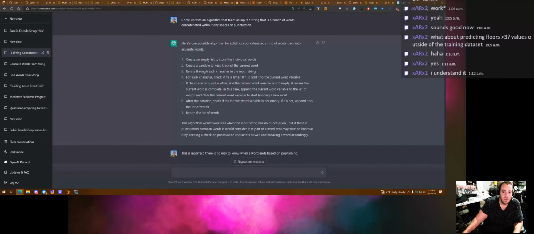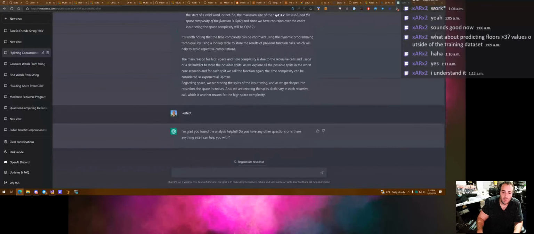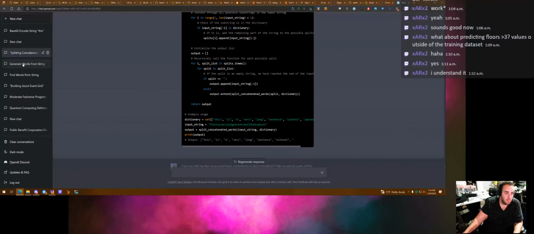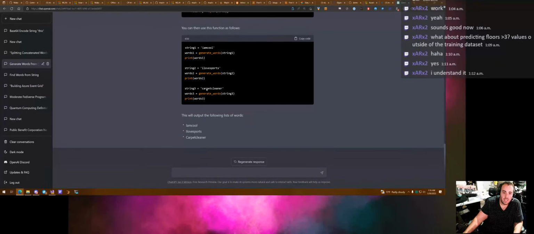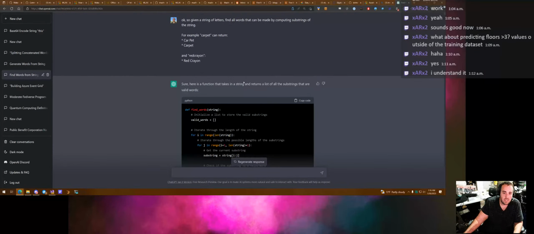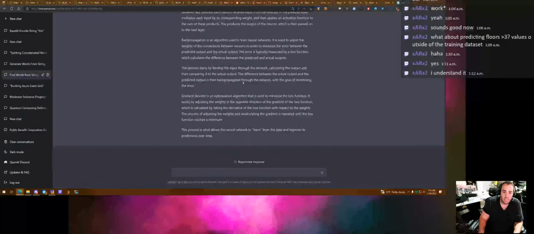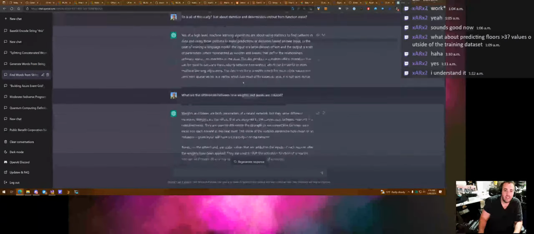Splitting concatenated words. Is this the one? No, this is the one that I had printed out. This is another one. I think this is the one. Yeah. Okay, so this is the one.